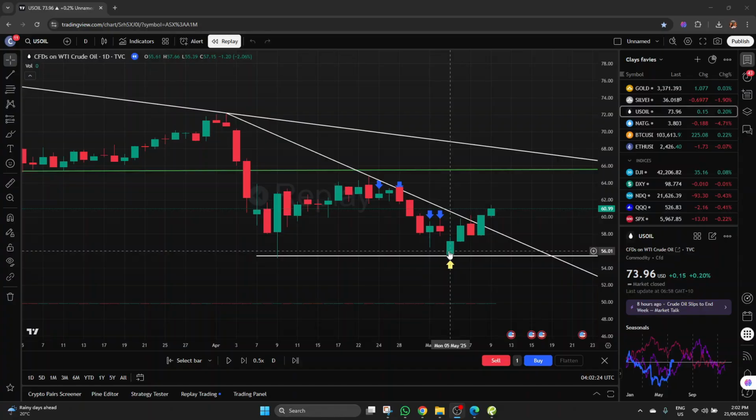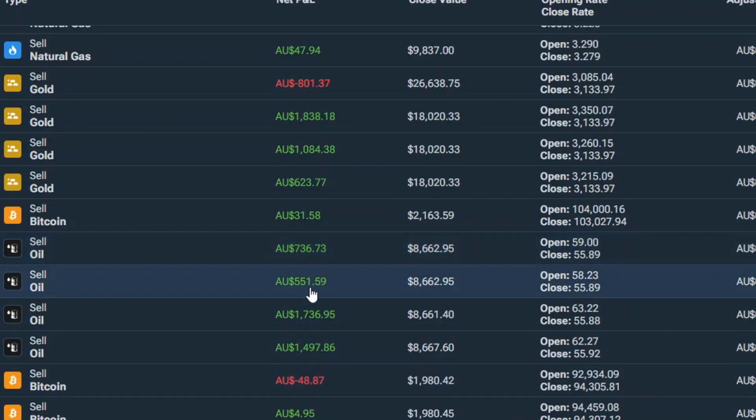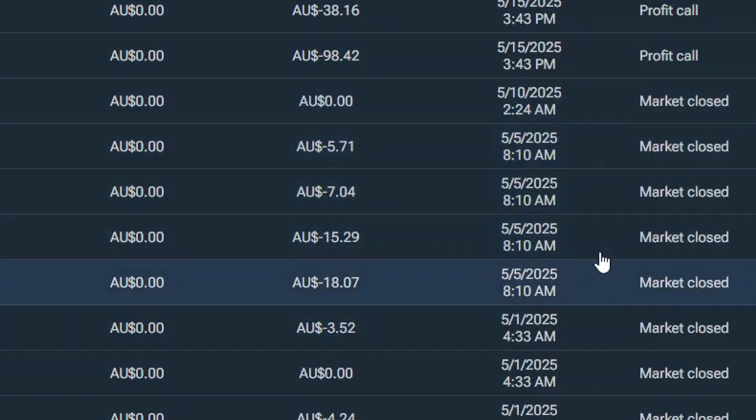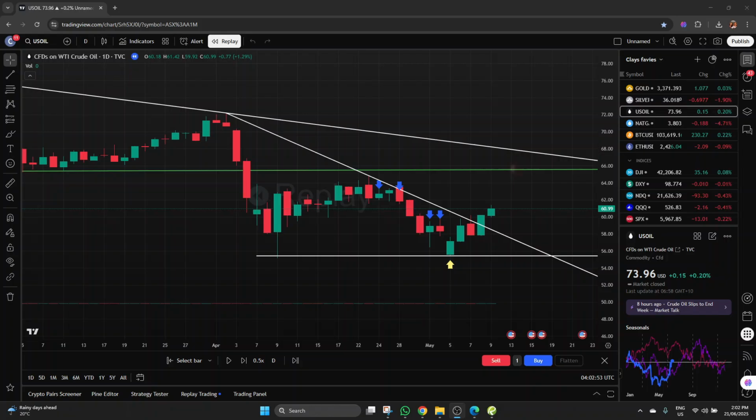Okay guys, so here are the 4 trades for oil that I took. The open and close positions for each of them here. So the total profit over the 4 was about $4,500. And these are the dates that I entered into each position.